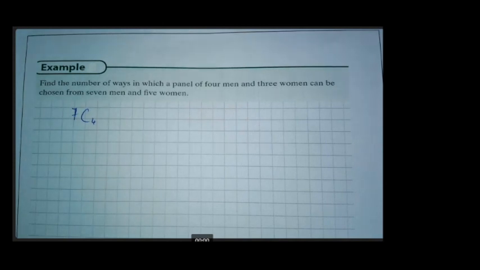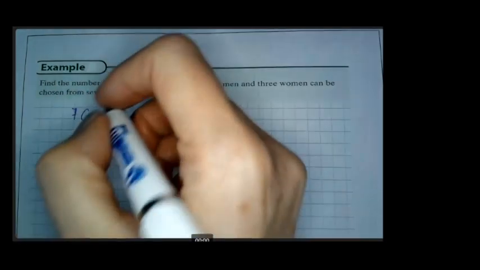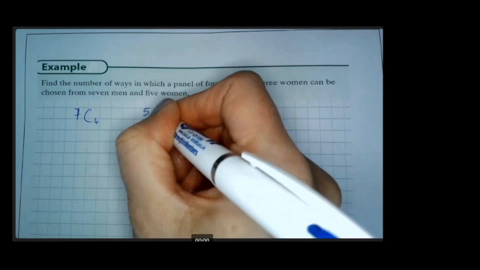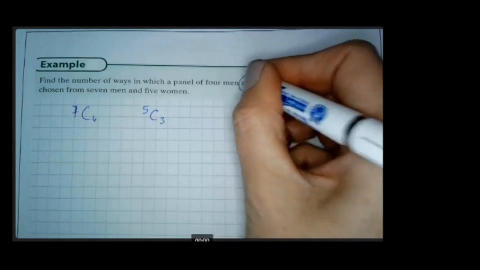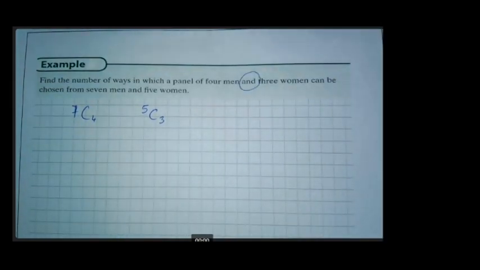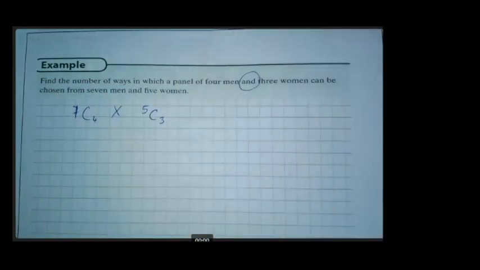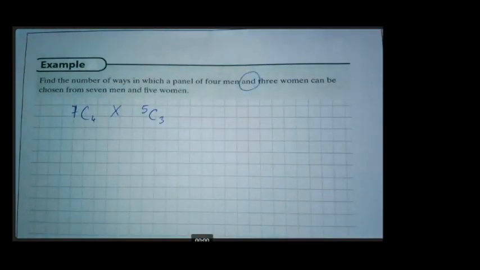Now I want the number of ways we can choose 3 women from 5 women. So that's going to be 5 choosing 3. And when you have this set up where I want the 4 men and the 3 women, if you remember from your junior cert probability, the operation we used to connect with the word and in probability questions is always times, okay? So that's exactly what we're going to use here.